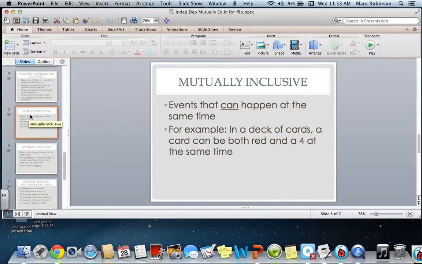Events that can happen at the same time are known as mutually inclusive events. For example, in a deck of cards, a card can be both red and a 4 at the same time, such as a 4 of hearts or 4 of diamonds. Therefore, these are mutually inclusive.